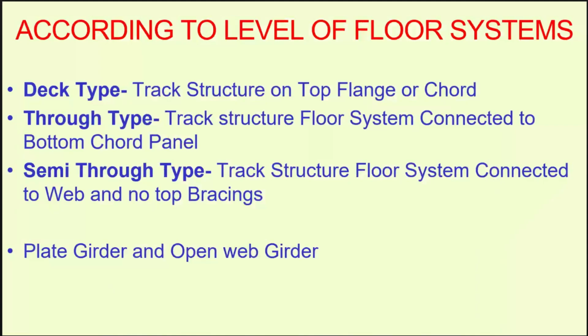Sometimes we classify a bridge according to the level of the floor system. It can be a deck type where the track structure is on the top flange. It can be through type when the track structure is connected to the floor system at the bottom chord panel, and there are certain members which are vertical and on the top of it also, so that when the train is passing, it is passing through the bridge like a tunnel. So in all the directions, top, bottom, left, right, everywhere some dimensional clearance is important to check and clear.